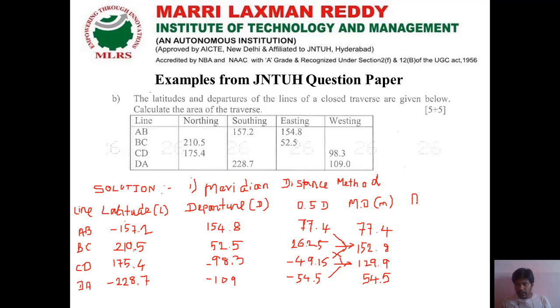Now the area using the meridian distance method will be equal to the meridian distance multiplied with the latitude, M into L. So 77.4 multiplied with minus 157.2 gives the answer of minus 12,167.28.